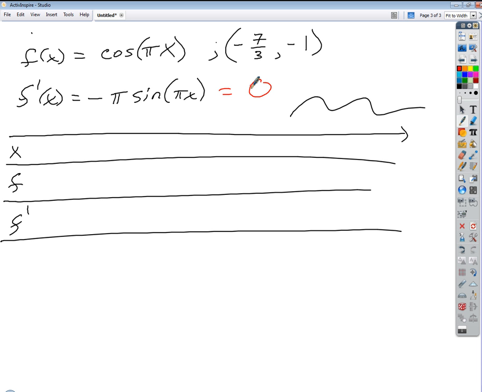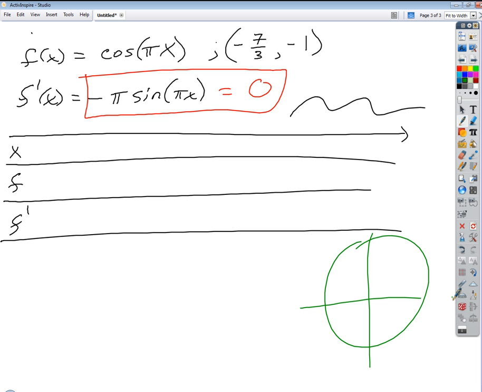So we have to answer the question, where does our first derivative equal 0? Let's just solve that equation. Right now we've got this trig equation to solve. So what do I do to both sides? Divide by negative pi. And really all I'm doing is answering the question once again on the unit circle, where does sine of hand equal 0? So let's look at our unit circle. Where is a sine function equal to 0 again?